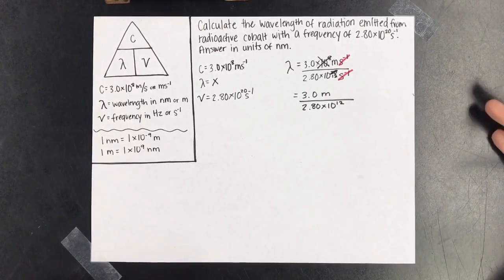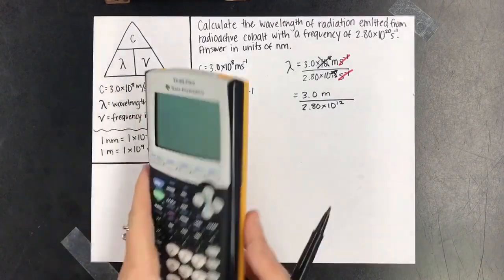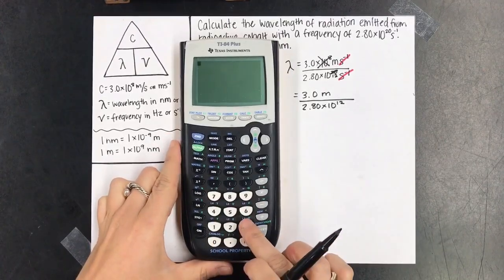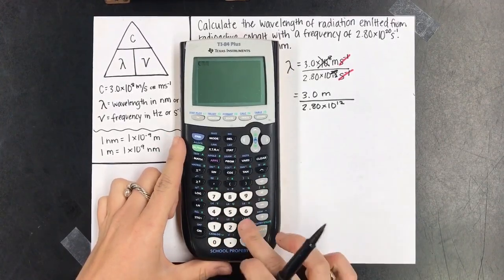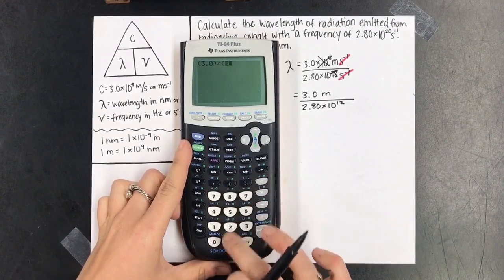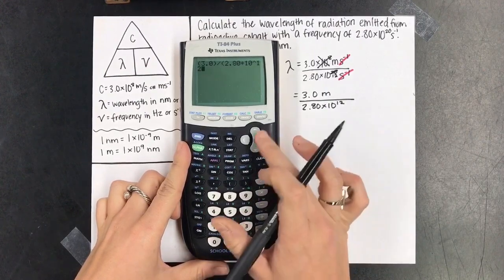So now from this point, we just have to divide. So we're going to take this. Hopefully y'all can see this calculator. So we're going to say 3 divided by 2.80 times 10 to the 12th.